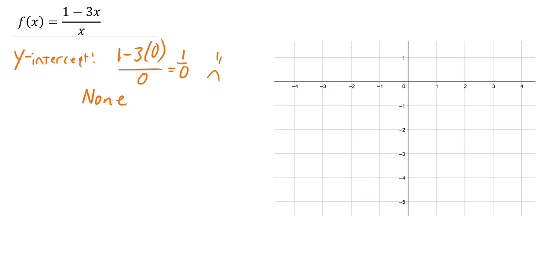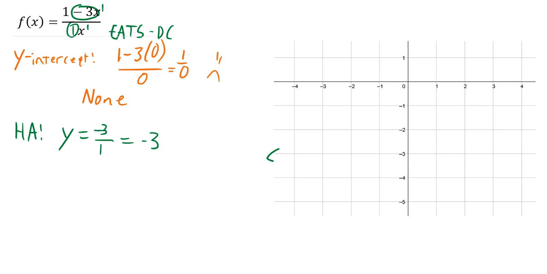Horizontal asymptote, there will be, because the degree on top is 1, the degree on bottom is 1. When my exponents are the same, I divide coefficients. My horizontal asymptote is going to be y equals coefficient of -3 over coefficient of 1. I divide the leading coefficients. It's a trick problem here. It's written out of order. Why would they do that? They're just mean. Horizontal asymptote of y equals -3.